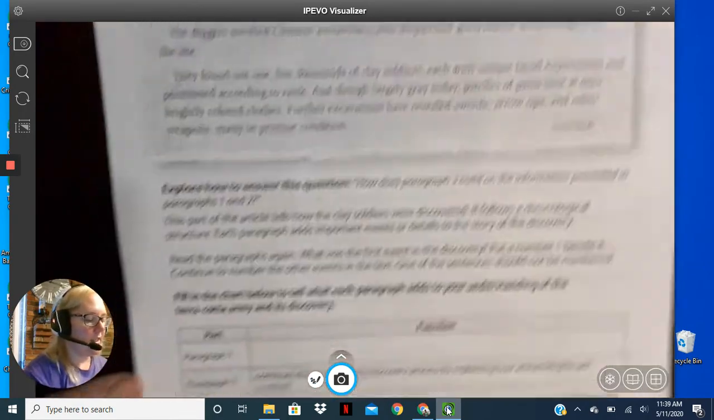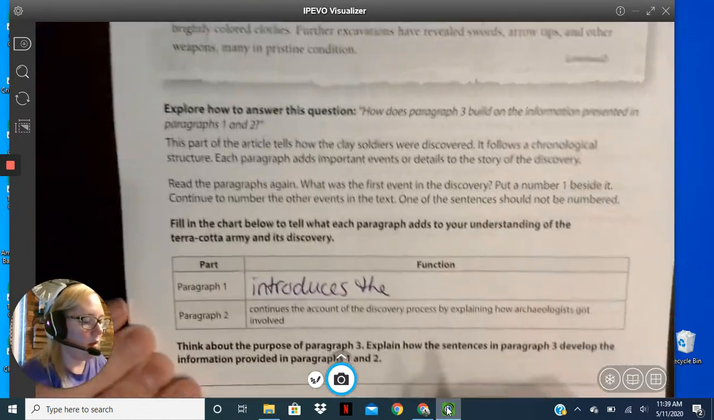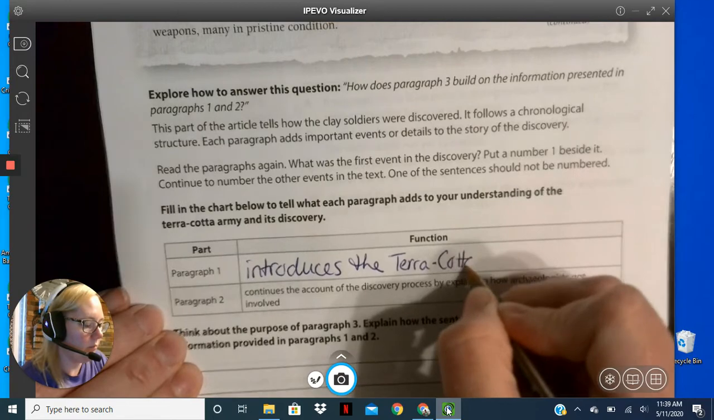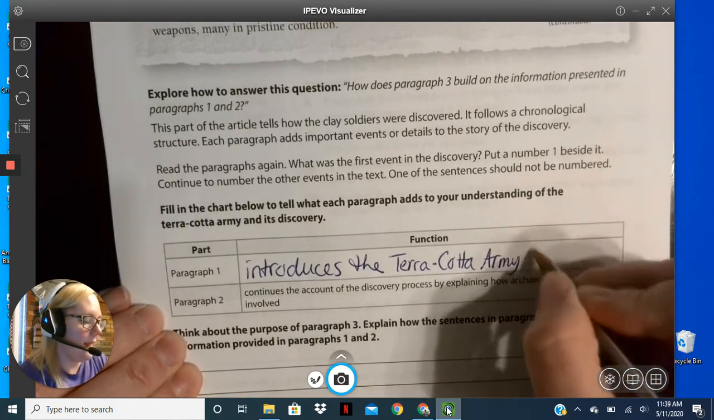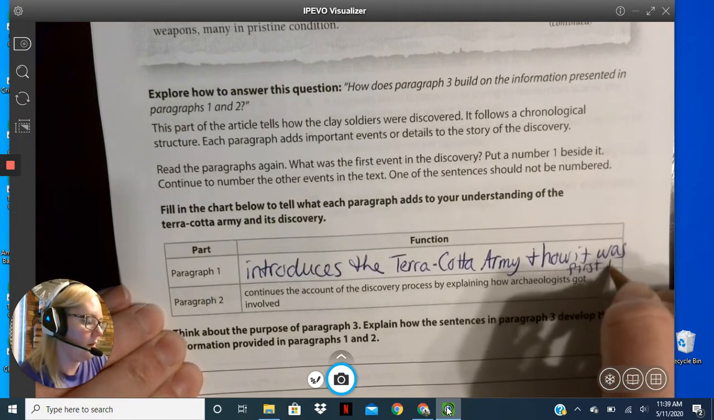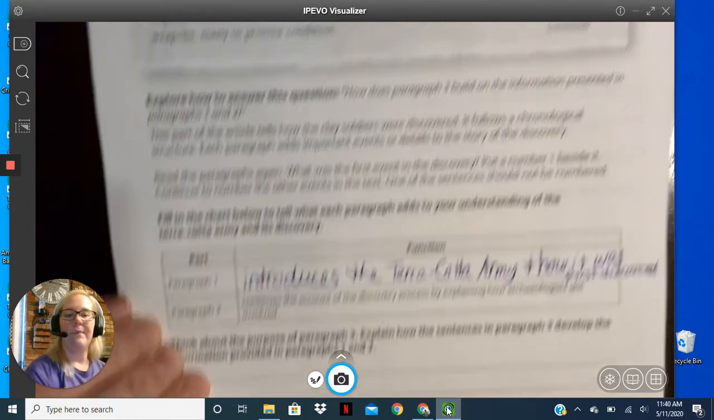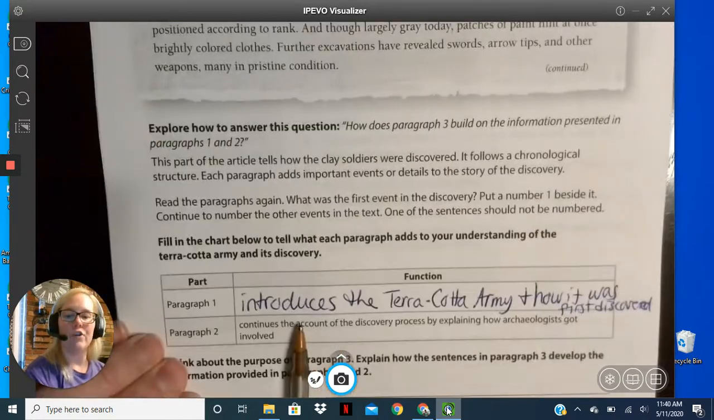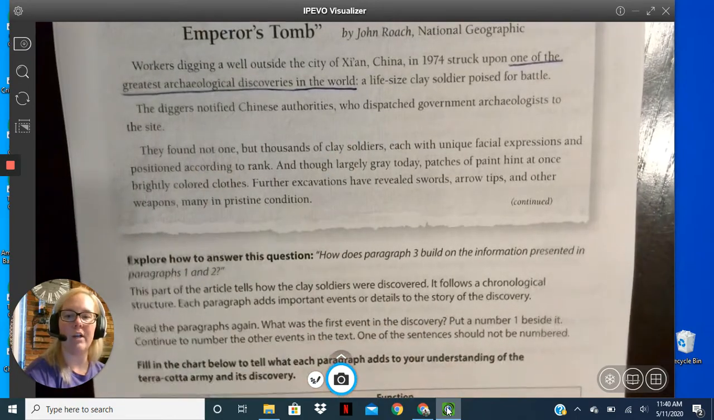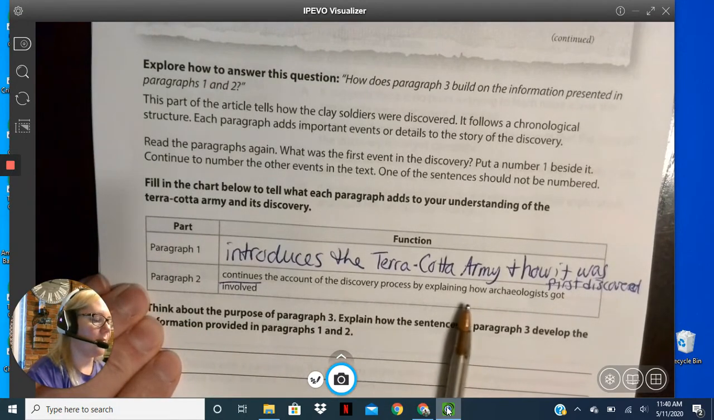So this really just introduces the Terracotta Army, and how it was first discovered. Okay, so the first paragraph often introduces information. All right, second paragraph, the diggers notified Chinese workers who dispatched government and archaeologists. That continues the account of the discovery process by explaining how they got involved.